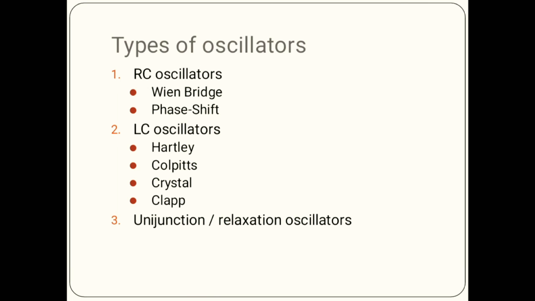Types of oscillator. There are three types of oscillator: RC oscillator, LC oscillator, and unijunction relaxation oscillator. RC oscillators are of two types: Wien bridge oscillator and phase shift oscillator. LC oscillators are of four types: Hartley oscillator, Colpitts oscillator, crystal oscillator, and Clapp oscillator.